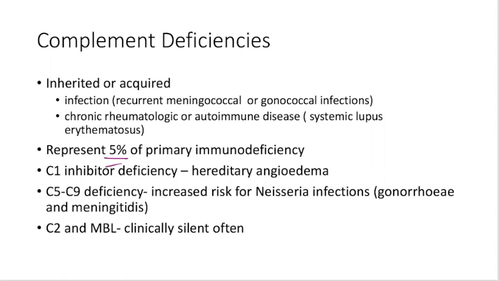We can have C1 inhibitor deficiency. C1 is the beginning of all those complement pathways, so if we have an inhibitor deficiency, we may present with hereditary angioedema. If we have problems with C5 through C9 deficiency, you would see increased risk for Neisseria infections, such as gonorrhea or meningitis.